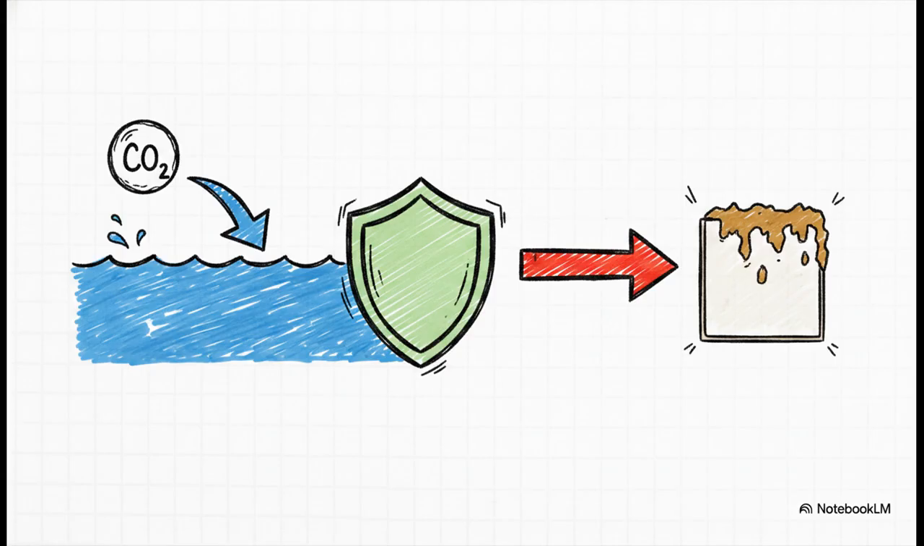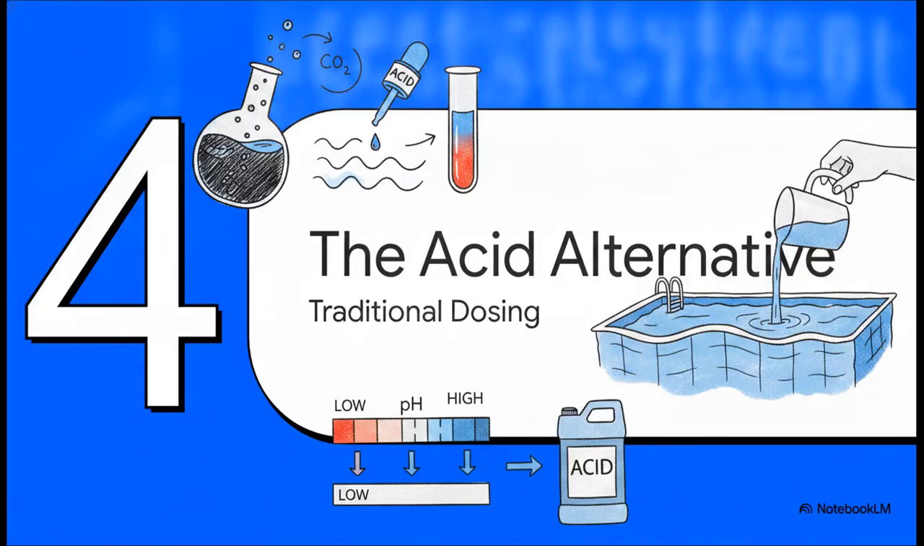Meaning, if your tap water already has high alkalinity to begin with, a CO2 system is going to make things worse, and you'll end up fighting scale buildup. So it's definitely not for everyone. Which brings us to Section 4, the acid alternative, traditional dosing. Since CO2 can mess with our alkalinity, sometimes we just gotta go old school.